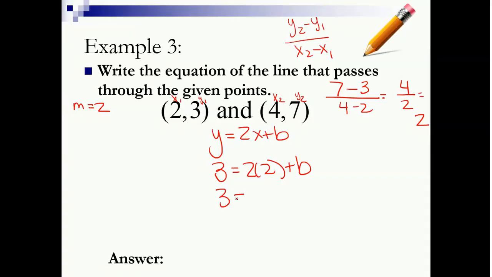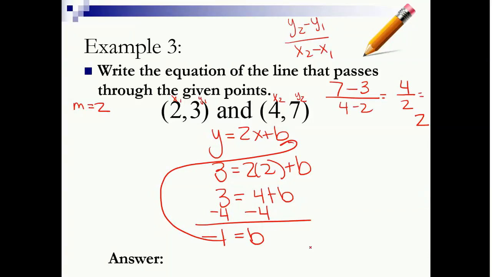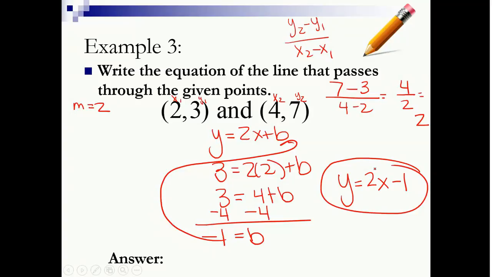I'd rather do easy numbers and multiplication than hard stuff. So 3 equals 2 times 2, which is 4. Subtract my 4. I got -1 equals b. So I can take that -1, pop it in for my b. So I'm going to get y equals 2x minus 1. Not too hard, right? Put one of the points in for x and y, solve for b, put it back in the equation, piece of cake.